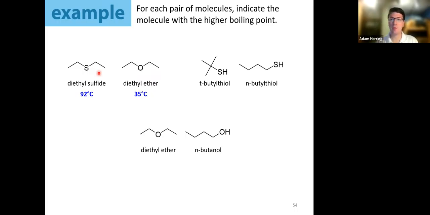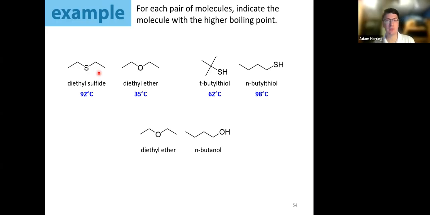How about T-butylthiol versus N-butylthiol? N-butylthiol has a higher boiling point. While these are constitutional isomers, we see that the T-butylthiol is more compact. Therefore, it has fewer London dispersion forces.